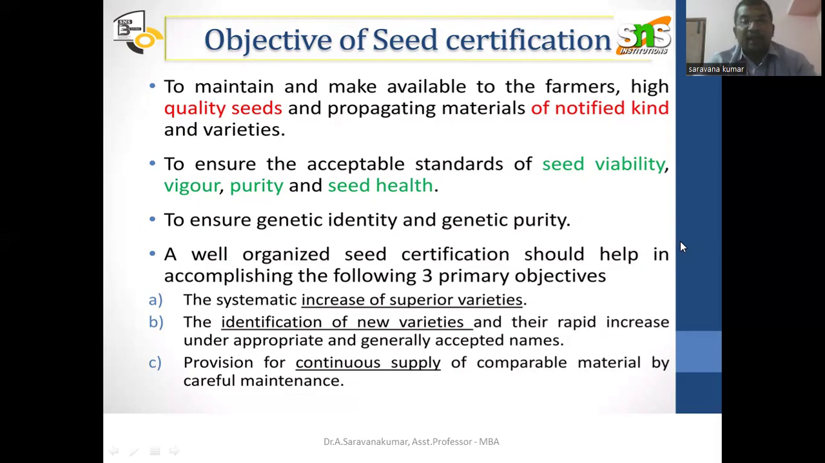To ensure genetic identity and genetic purity, a well-organized seed certification should help in accomplishing the following three primary objectives: the systematic increase of superior varieties, the identification of new varieties and their rapid increase under appropriate and generally accepted names, and provision for continuous supply of comparable material by careful maintenance.